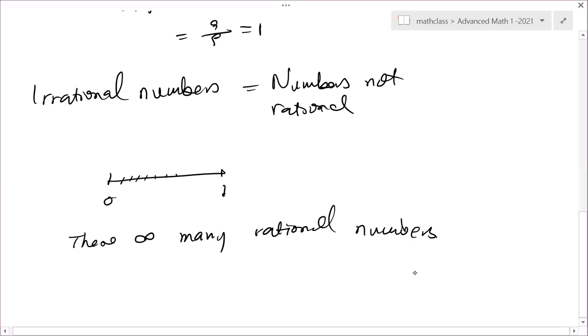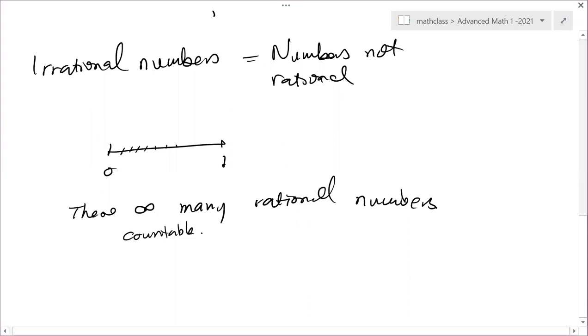All right. So there are infinitely many rational numbers, but in mathematics, we call them countable. You can count them: 1, 2, 3, 4, 5, 6. This is the first rational number, second rational. But the irrational numbers, they are more than infinitely many.